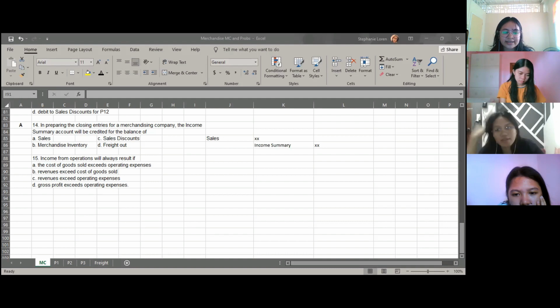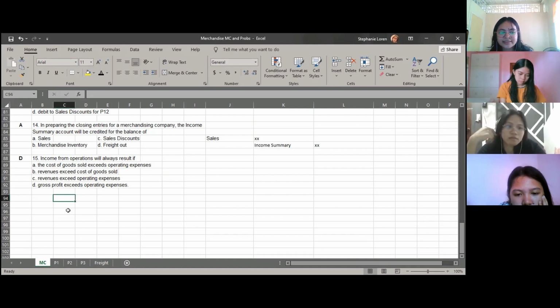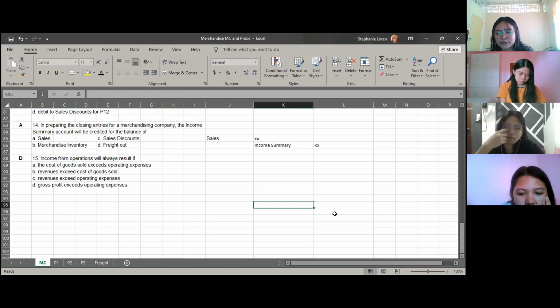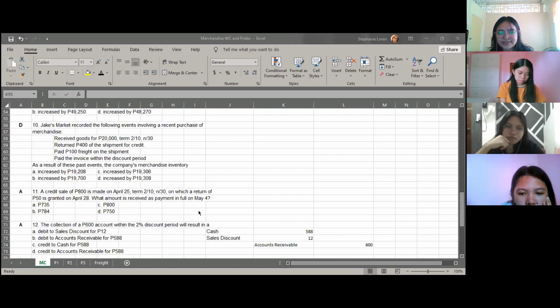David said letter D. And the correct answer is letter D. So, ayun. The income or net income, makukuha mo siya if nilas mo yung operating expenses sa gross profit. Ayun. So, that is for the multiple choice questions.